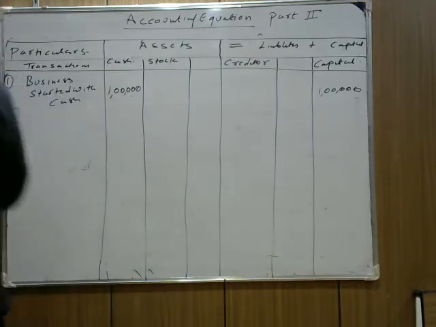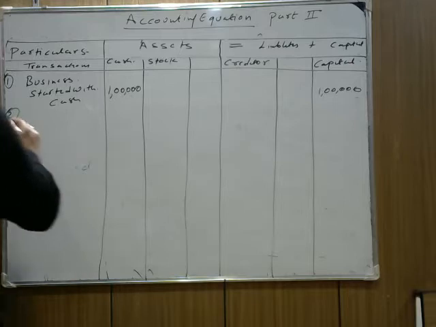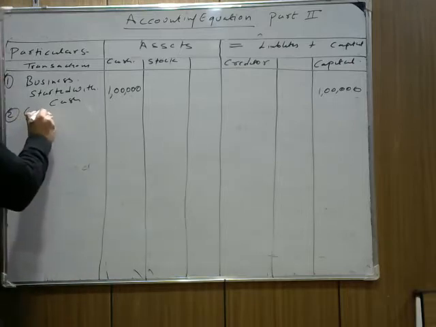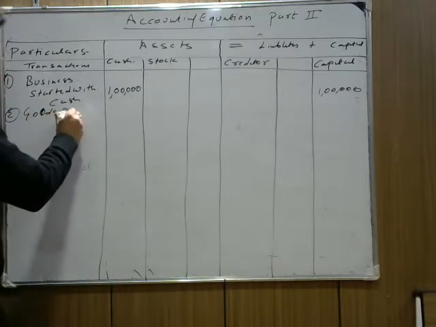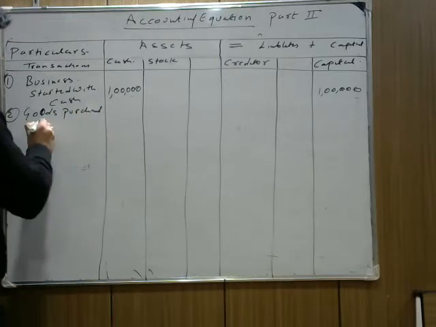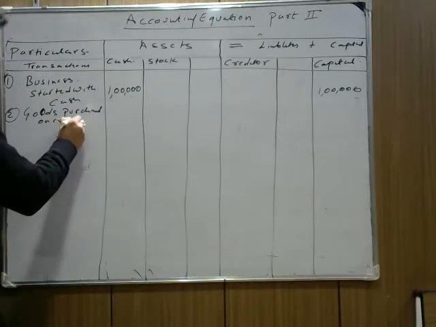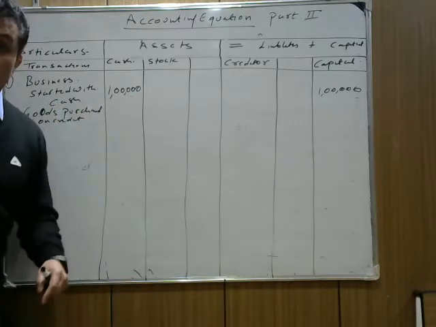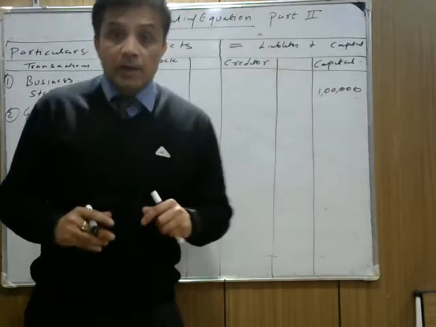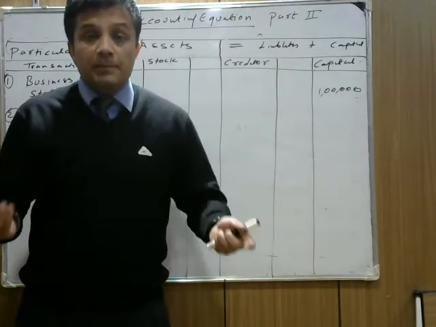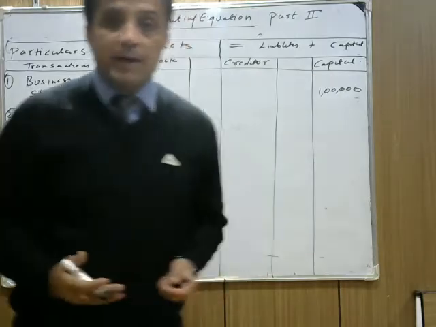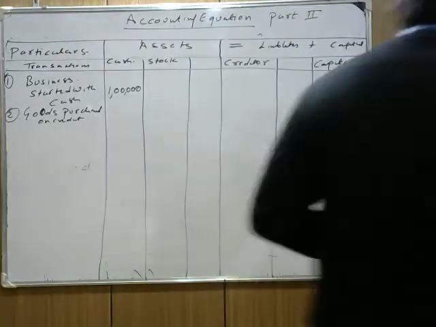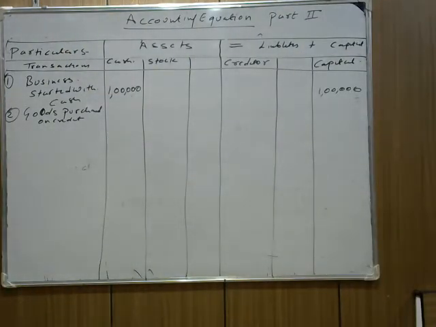Transaction number 2. They say that goods purchased on credit from Priya. You got purchase on credit from Priya. Okay, you purchase the goods from Priya. It means that what are you going to get? आपको क्या मिला? When you purchase goods from Priya, what do you get? Nothing in my part. What do you get when you purchase goods from Priya?